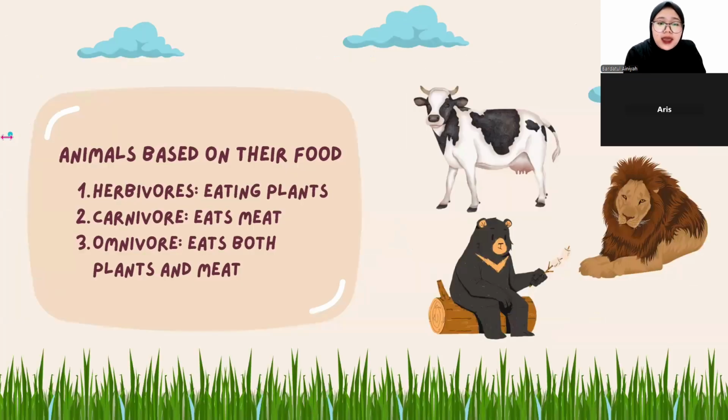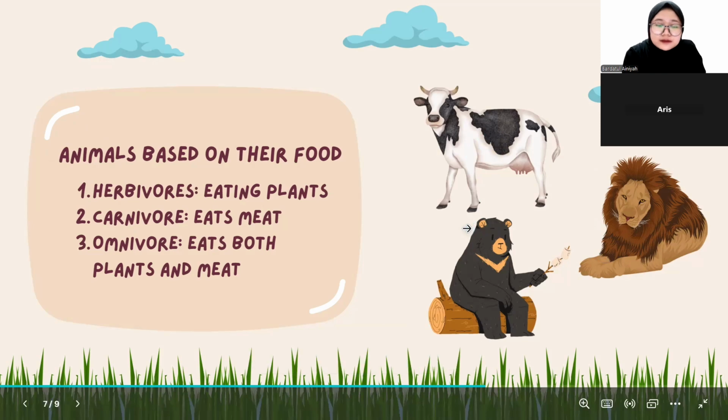Next, animals based on their food. There are 3 types. Number one, herbivores. Herbivores is an animal that eats plant. Second, carnivore is an animal that eats meat. Number 3, omnivore that eats both plants and meat. The example of herbivore is cow, and the example of carnivore is lion, and the example of omnivore is deer.